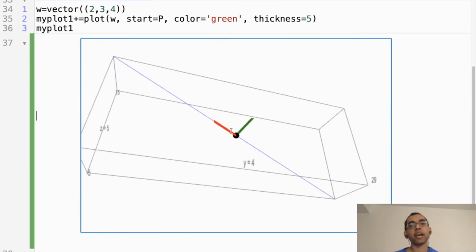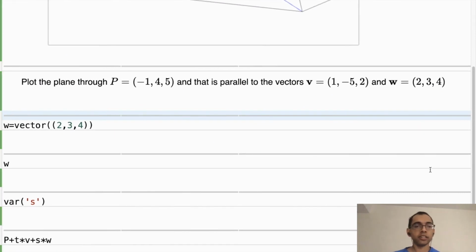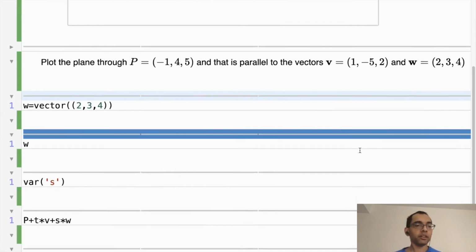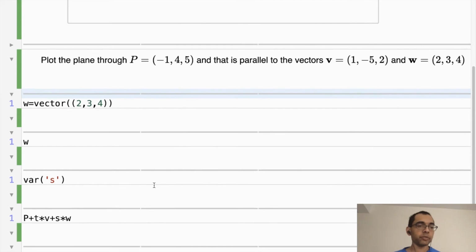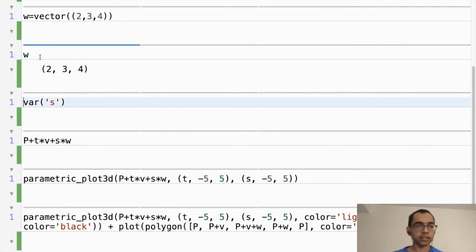Okay, and now let's plot the plane that passes through this point in black and is parallel to these two vectors in red and green. So that's what this question here is asking: plot the plane through that same point that is parallel to that vector v that was given before and this other vector w. Alright, so we've got this vector w, and I've already defined it, but let's just run it again.